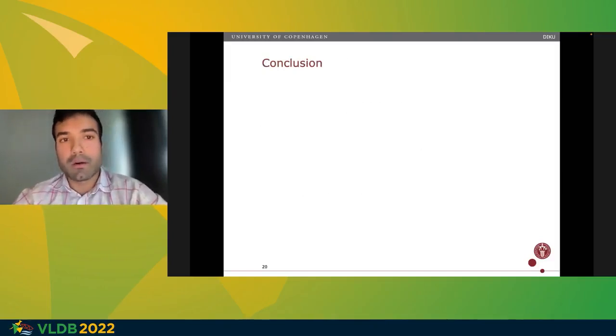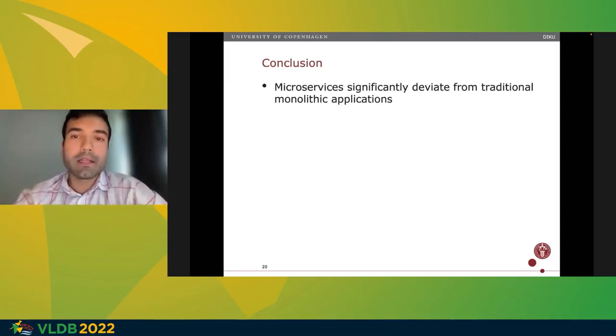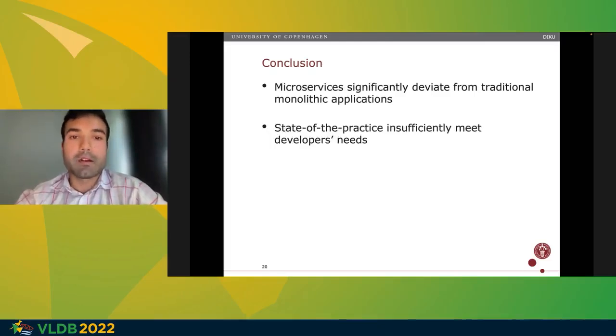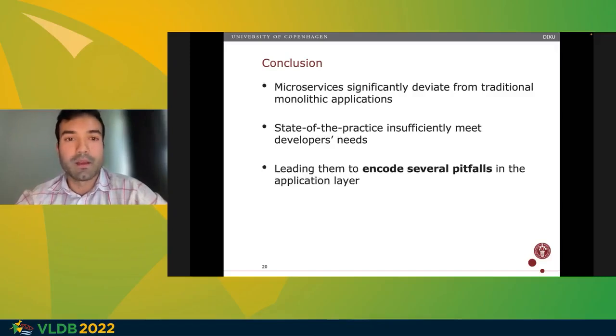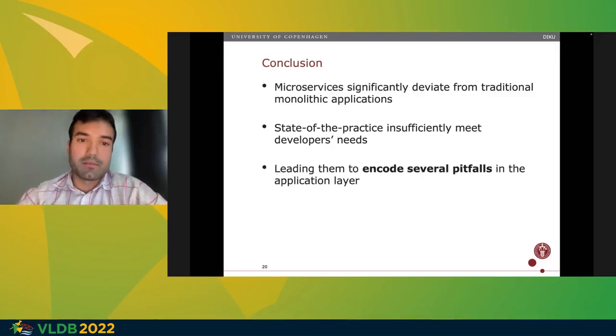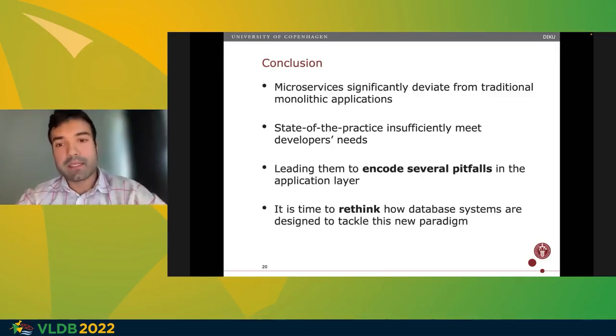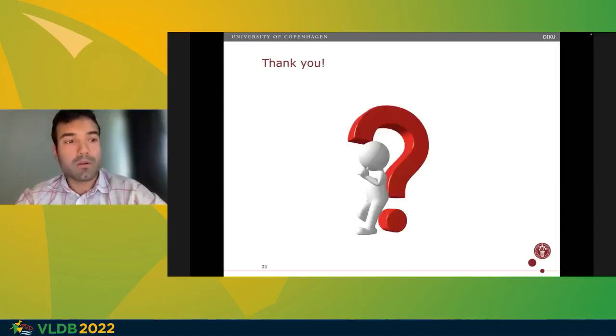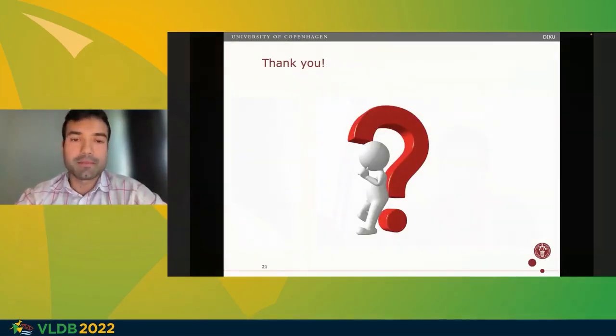So, concluding this talk, microservices significantly deviate from traditional monolithic applications that we have seen, and with that, many challenges are brought. State-of-the-art insufficiently meets developers' needs today, so they are basically doing data management at the application. Therefore, that leads them to include several pitfalls in the application layer. It's time to rethink how database systems are designed to tackle this new paradigm. Thank you all. I am available for questions and answers in the next 4 minutes.